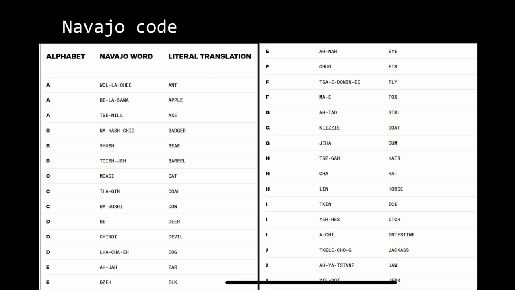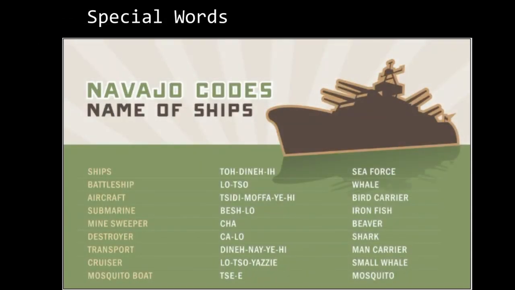For example, for A, you have ant, apple, and axe. And those 3 words are all translated into Navajo. And then they also have some special words just to make things easier, because obviously it would take a while to have to spell out everything, which it did. But for certain common terms or the names of ships, they just had names for them. They didn't have to spell it out, which made it easier.